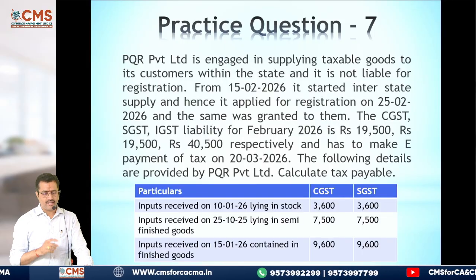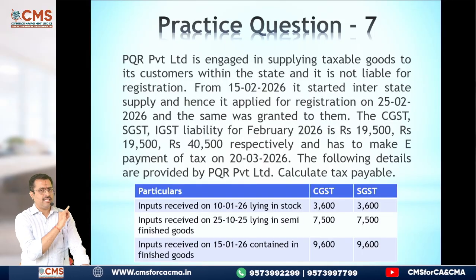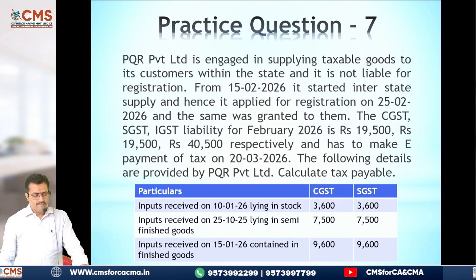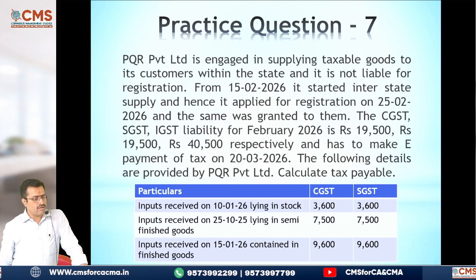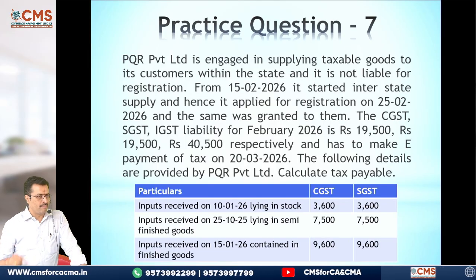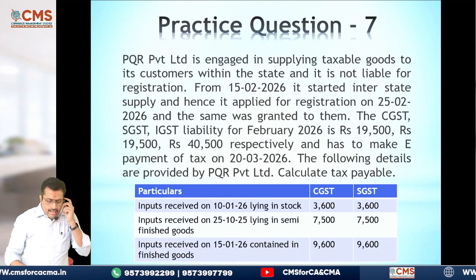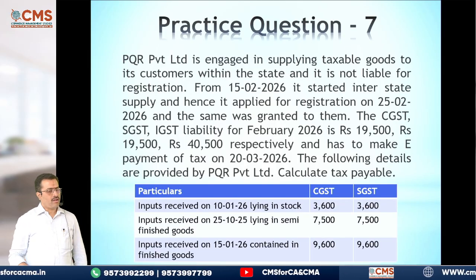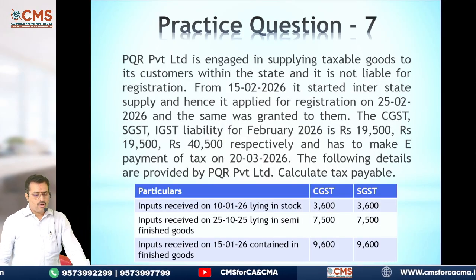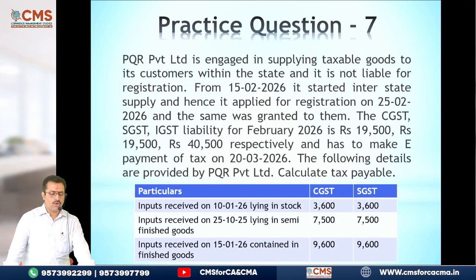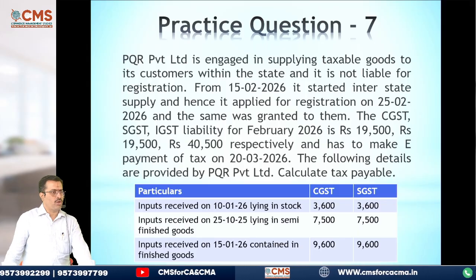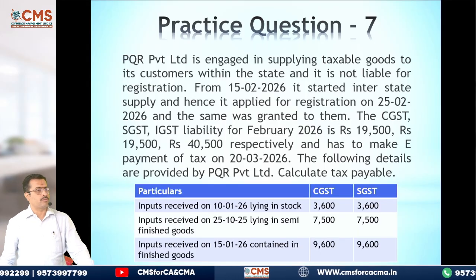That also was granted. Now the CGST, SGST, IGST liability for the month of February is 19,500, 19,500 and 40,500 respectively. This is the output liability. Okay? And it has to make e-payment of tax on 20th of March. The following details are provided by PQR Private Limited. Calculate the tax payable by PQR Limited. Now you have to do this problem.